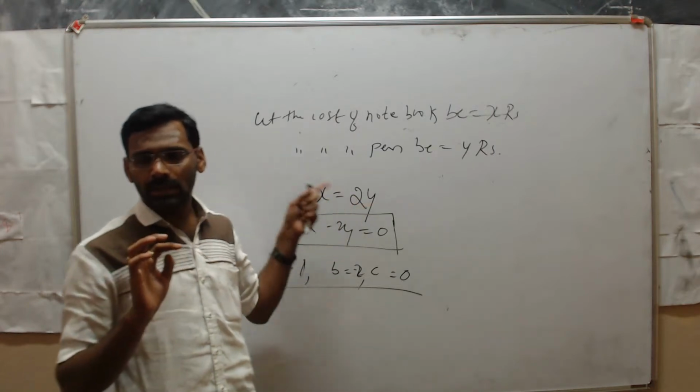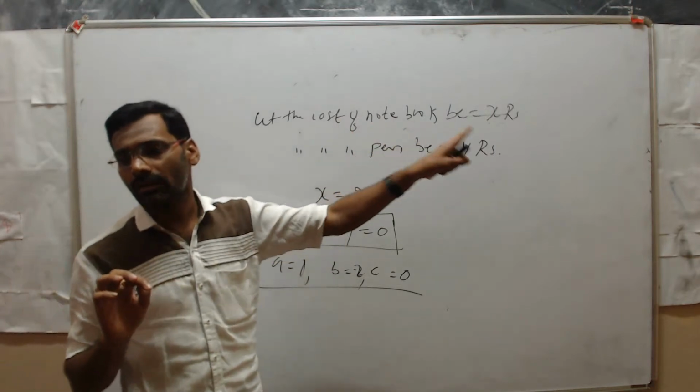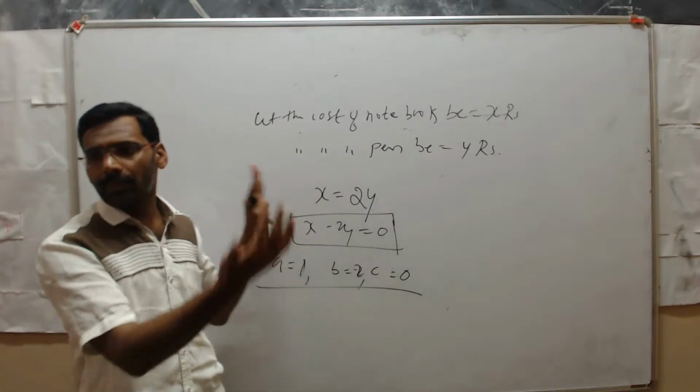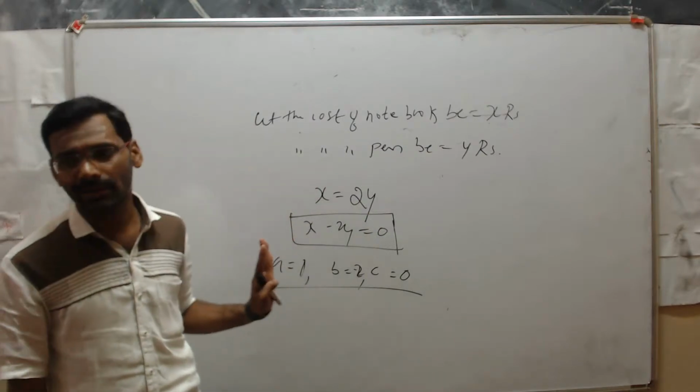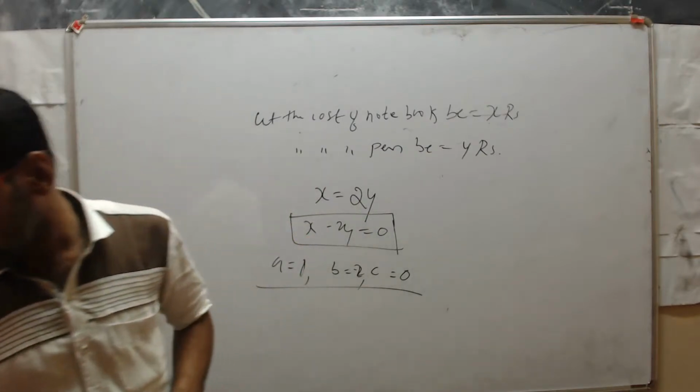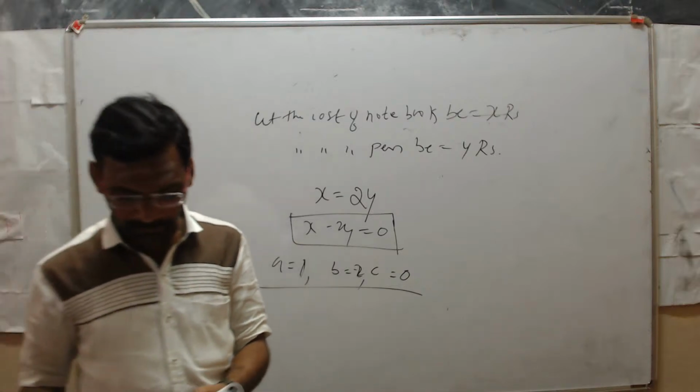The cost of a notebook is 2 times the cost of pen. Therefore x is equal to 2y, and x minus 2y is equal to 0. This is the answer. Okay, then main question number 2.